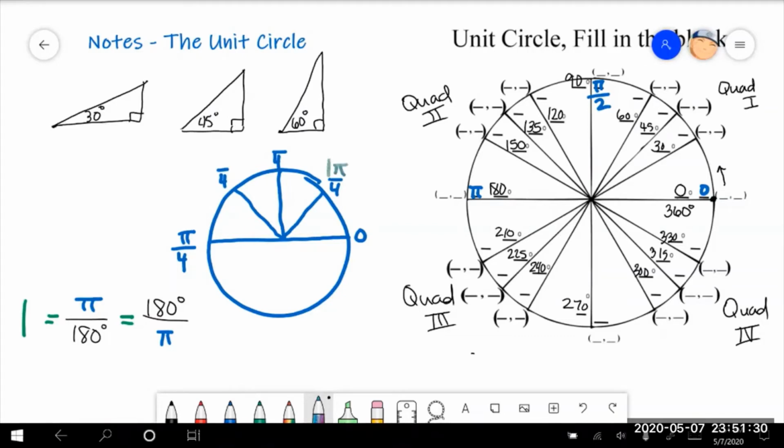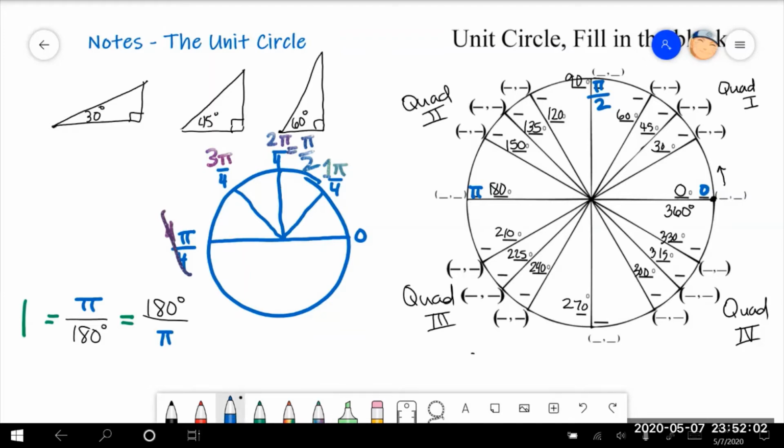When I do that, how many pieces are here? 1 pi. How many pieces when I get here? 2 pi's. 3 slices of pi, and 4 slices of pi. And notice what happens. The 4's cancel, so I still have pi. Over here, 2 over 4 becomes pi over 2 when I simplify. And so I just found the radians for my 45, 45, 90 triangles, all my 45s here.